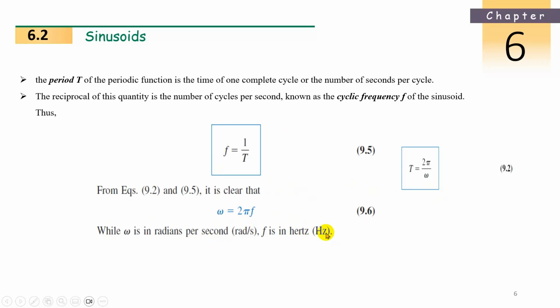Okay. And if you remove the z here, what remains? H. Can I use H here for hertz, a single letter? No. Why? The capital H is Henry. That is the inductance unit, so I cannot use that one. That's why he added Z there. So hertz. Okay.